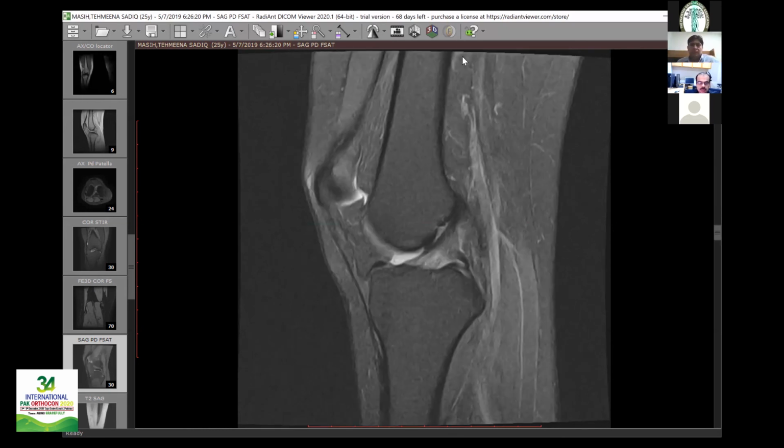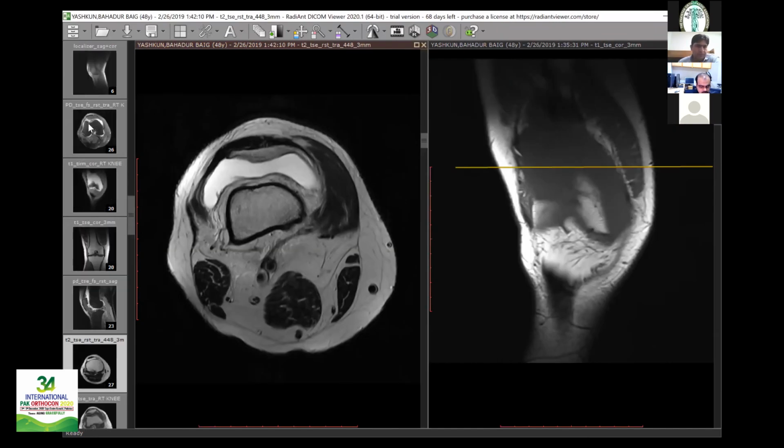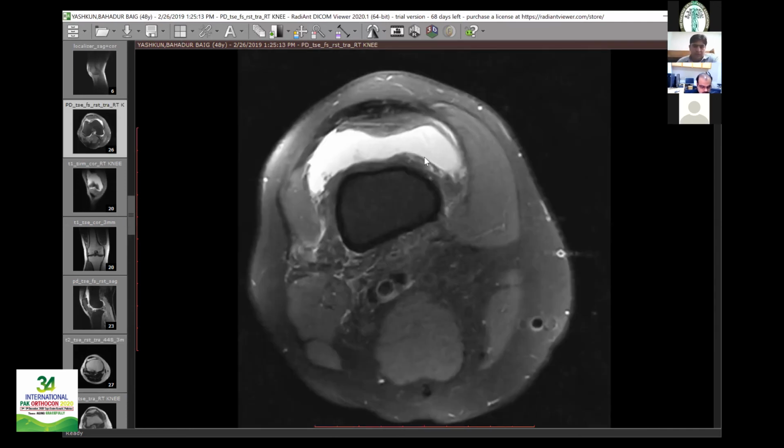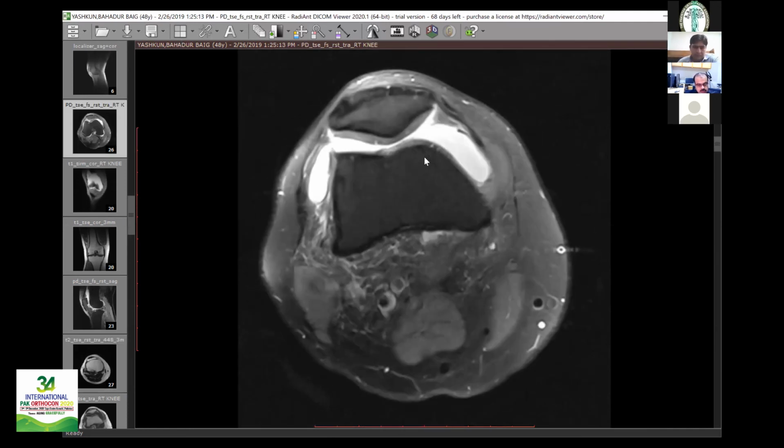Let me share one more case, one final case. Again, we will start with the PD image. As we go down, here you see tiny fissuring of the articular cartilage. So you see there is disruption of the cartilage. It is just fissuring. It is less than 25%. So this is a grade 2 injury of the cartilage.